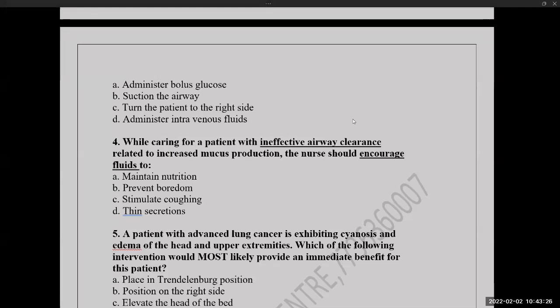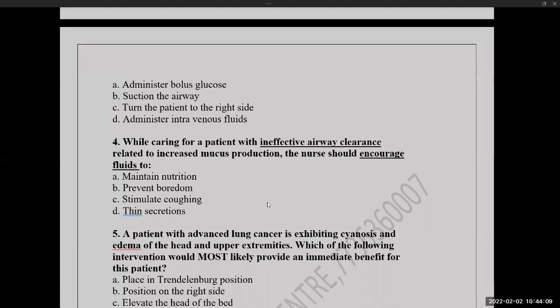Drop your answers. Okay, very good. D, thin the secretions. Okay, fine. So the answer is D, thin the secretions. And I want all of you to write down the nursing diagnosis. You can just put a hyphen and write ineffective airway clearance.